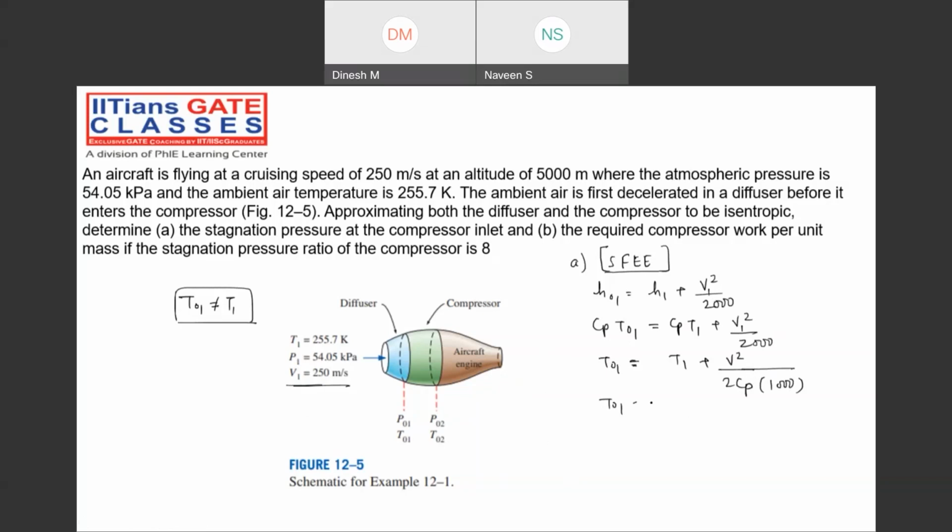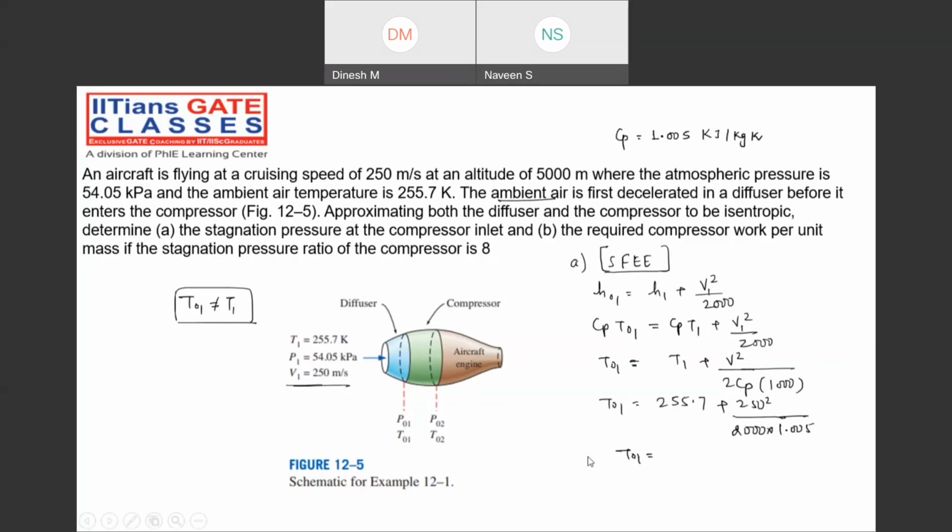So T01 will be 255.7 plus 250 squared divided by 2000 into Cp. What is the Cp value? They have given standard air, right? They have given ambient air. Ambient air means we can consider atmospheric air, and that is an ideal gas. So for an ideal gas, we know that the Cp value is constant, that is Cp will be equal to 1.005 kilojoule per kg Kelvin. Understanding?